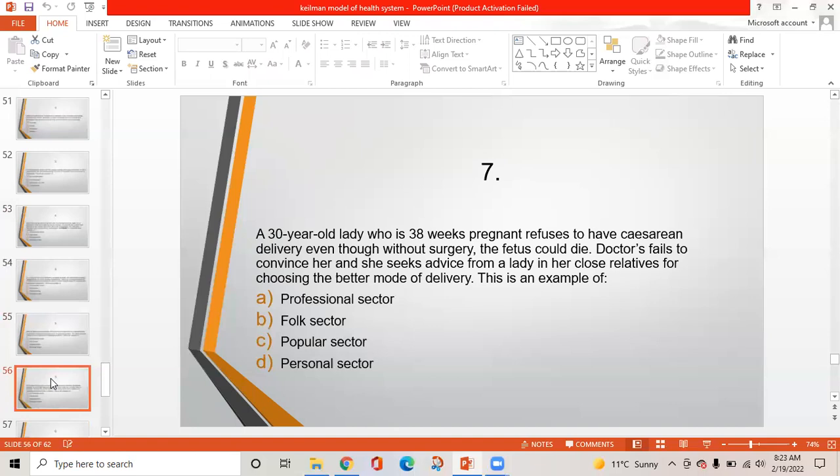Option C is the right one, popular sector or group sector, because she's taking advice from her other friends.